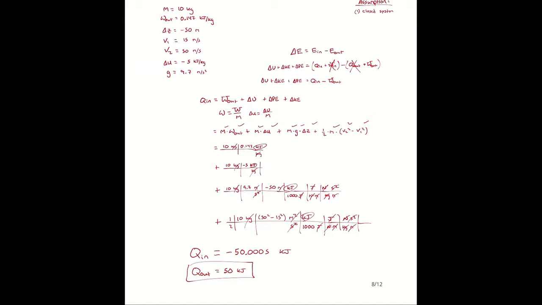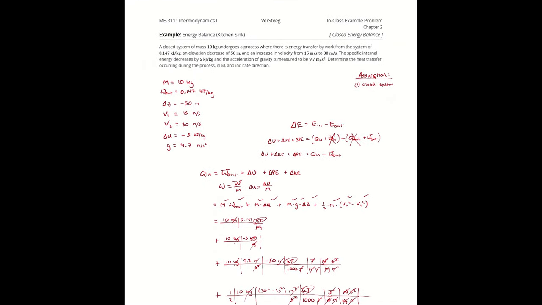But before we move on, I want to take a minute to talk about the relative effect of each of these four quantities here. We were taking 10 times 0.147 kilojoules per kilogram plus 10 times negative 5 kilojoules per kilogram, and then we were adding potential and kinetic energy. And both of those changes in kinetic and potential energy were relatively large. I mean, the difference between 15 and 30 meters per second is like 50 miles an hour. And 50 meters is a relatively large change in elevation. And note that those changes in kinetic and potential energy are divided by 1,000. So their effect is drastically smaller than it appears to be.